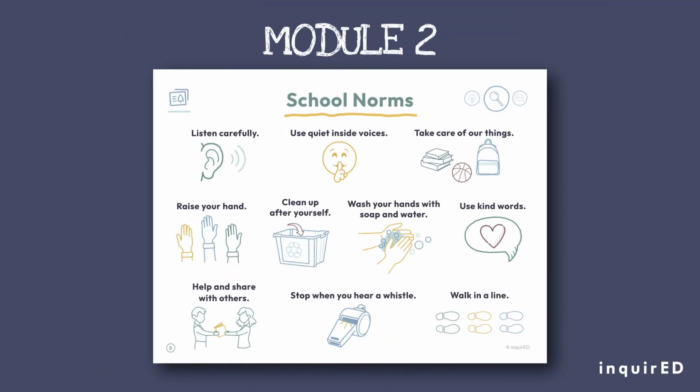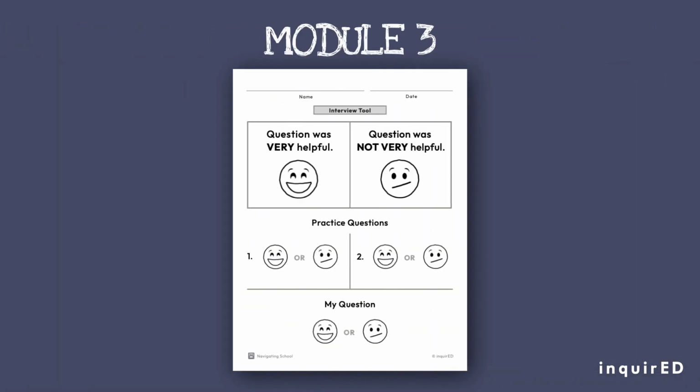In Module 2, students take a guided tour of 4 to 5 places in the school and identify the norms or behaviors of those places. In Module 3, students conduct an interview with a school helper to learn how they help make school a great place. Who might you ask to visit your classroom for an interview?